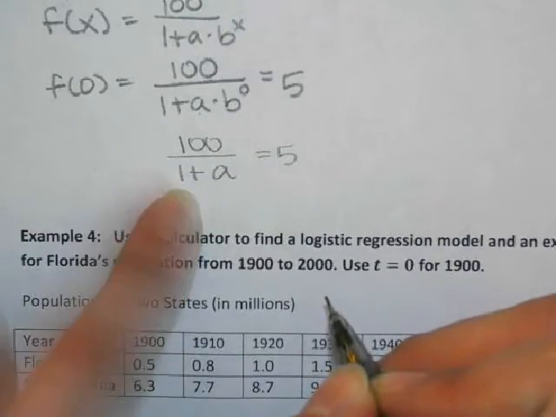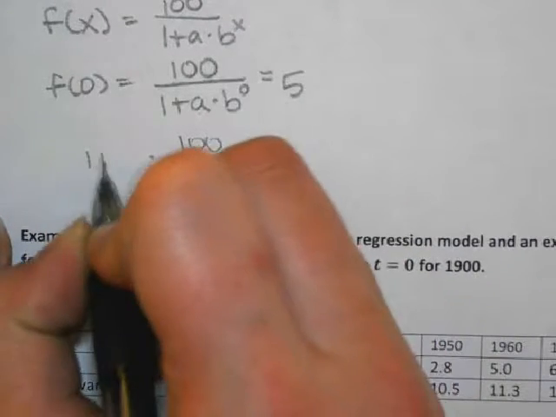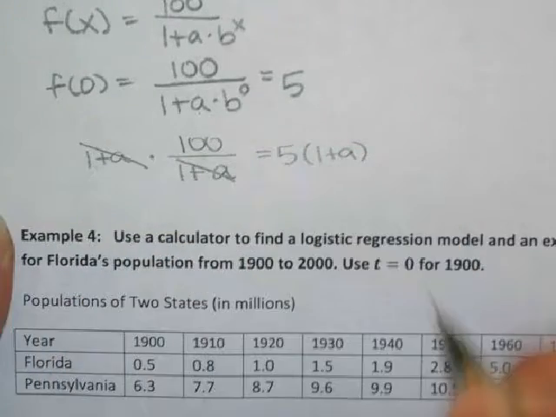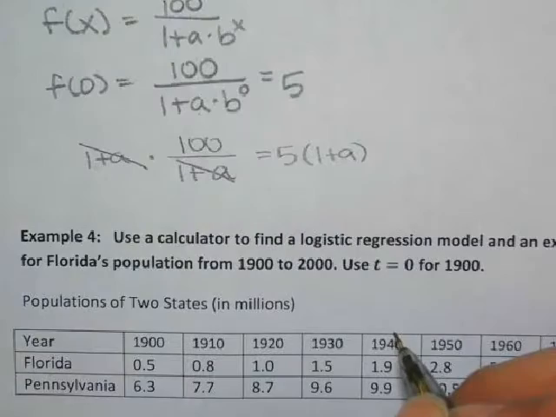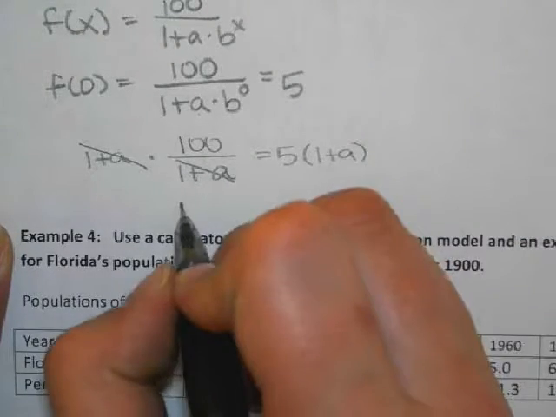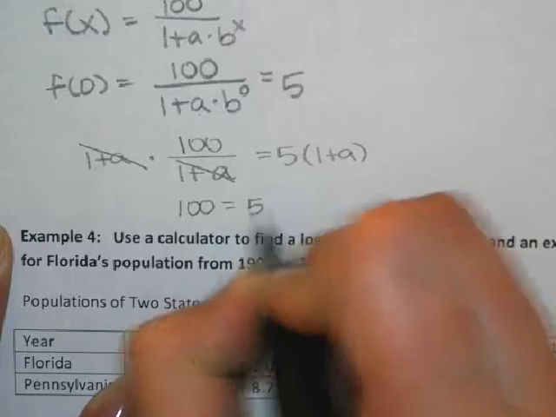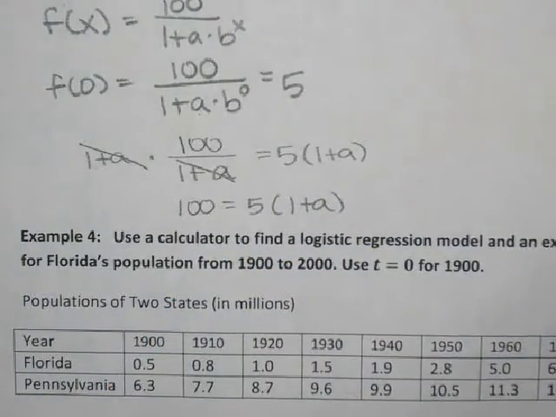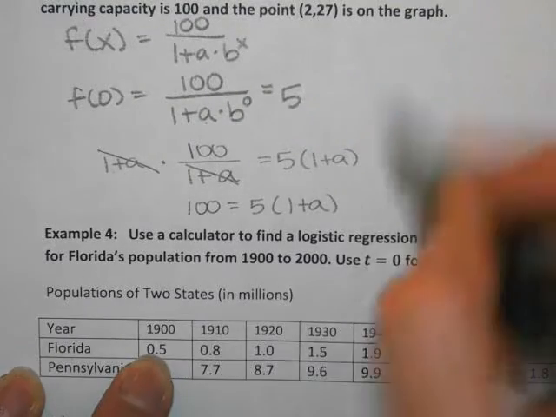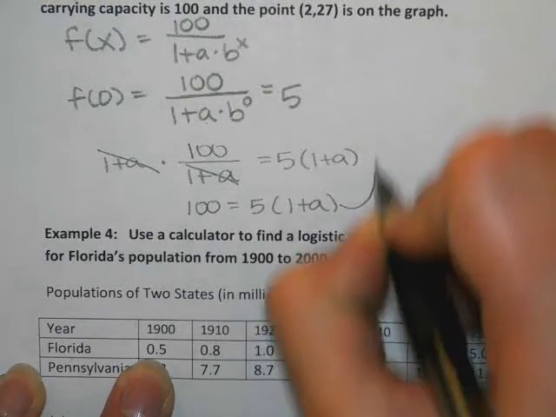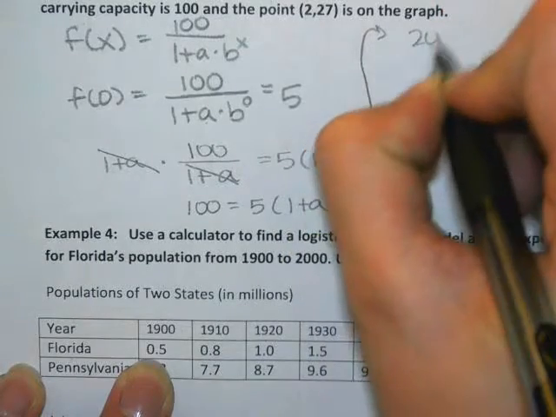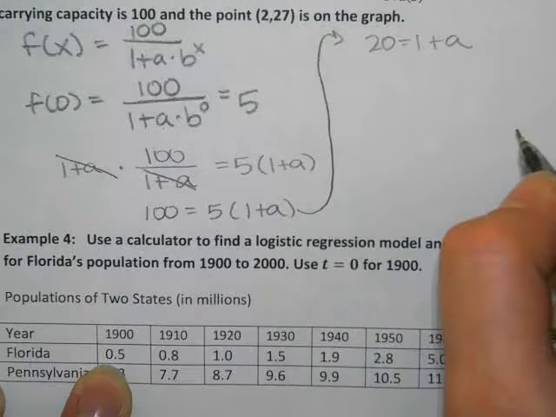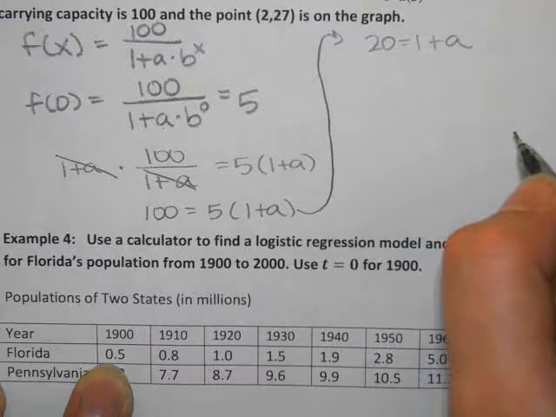I don't like this variable on the bottom, so I'm going to multiply by 1 plus a on both sides. So 100 equals 5 times 1 plus a. And how could I start moving some stuff away from the a? Divide 5. Yeah, divide the 5 over. What's 100 divided by 5? 20. Okay, so 20 equals 1 plus a. And so a equals 19.